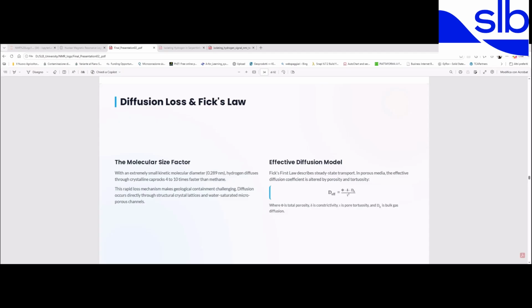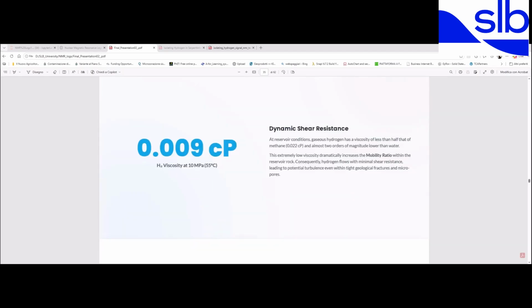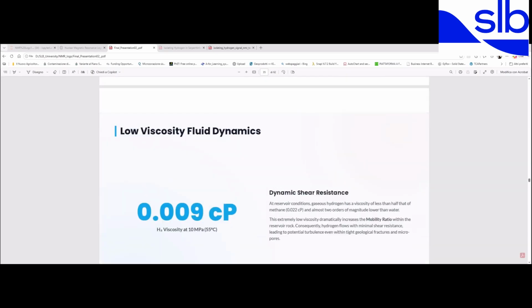The rapid loss mechanism makes geological containment challenging. Diffusion occurs directly through structured crystalline lattices and water-saturated microporous channels. Effective diffusion: Fick's first law describes the steady flow transport. In porous media, the effective diffusion is related to the porosity and tortuosity of the rocks. It's clear that.